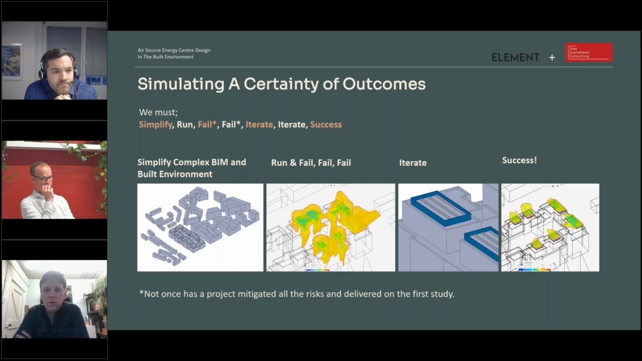We fail a lot when we come to do simulations, because our expectations often succumb to issues and mitigations that we just can't quite get around. Funny enough, every project that we've done so far, we've never passed the first simulation study successfully.